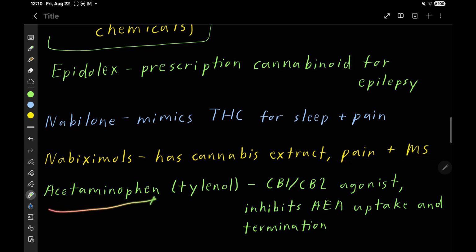And acetaminophen, which is found in Tylenol, it acts as a CB1 and CB2 receptor agonist, and it also inhibits the uptake and termination of anandamide or AEA, increasing anandamide levels.